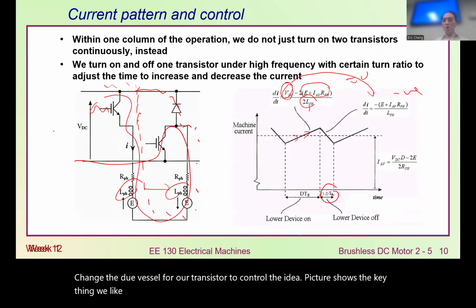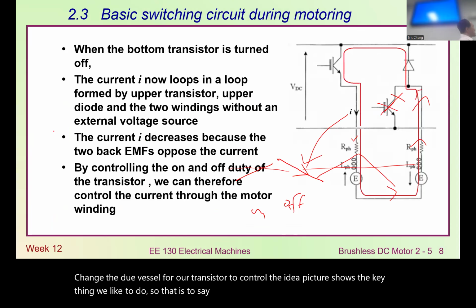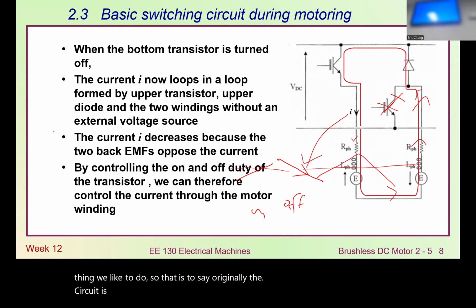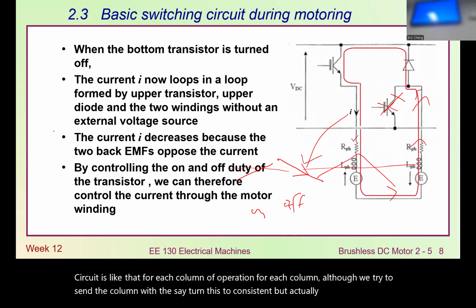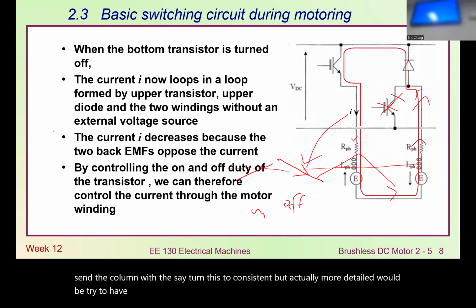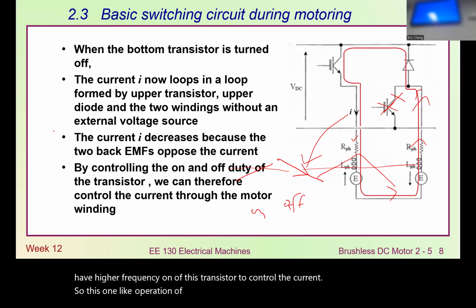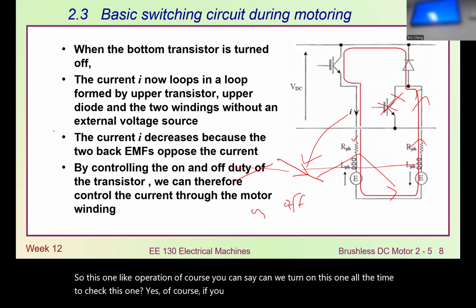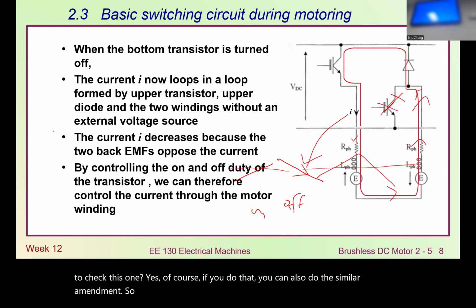So that's to say, originally the circuit is like that for each column of operation. For each column, although we try to say the column will be say on these two transistors, but actually more detailed will be try to have high frequency on and off this transistor to control the current. So this one of the operation, of course, you can say, oh, can we turn on this one all the time, switching this one? Yes, of course. If you do that, you can also do the similar manner. So there's another flexibility to control. But once you fix your circuitry, you can determine which transistor we want to have high frequency switching to control the current. All right.